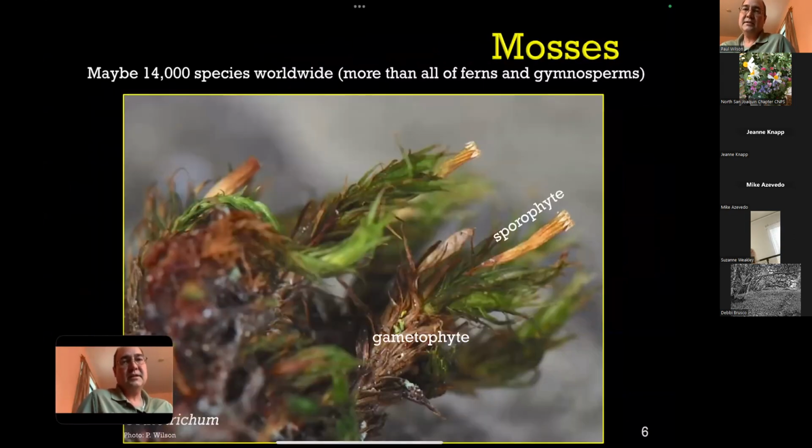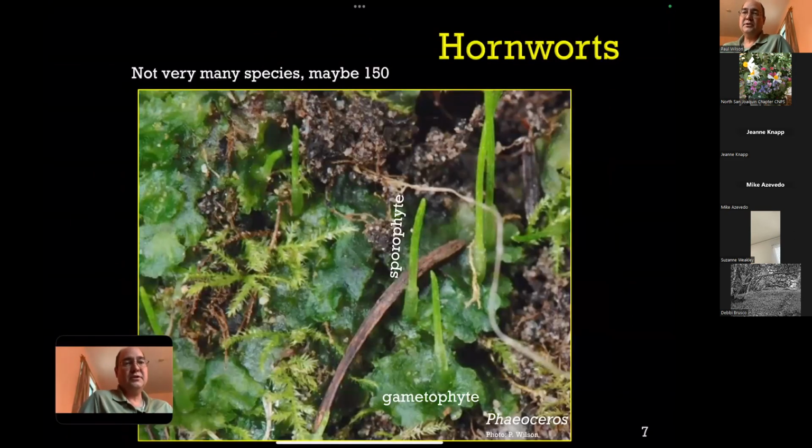And then there's mosses, and there's a lot of mosses. You know, there are more mosses than probably all of ferns and gymnosperms put together, maybe about 14,000 species worldwide. And that's probably the plant that you most associate with bryophytes. But, you know, there's also liverworts. And then hornworts are not a very big group. There's maybe 150 species that will be recognized when the dust settles.